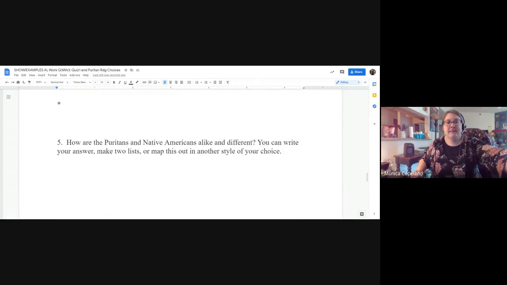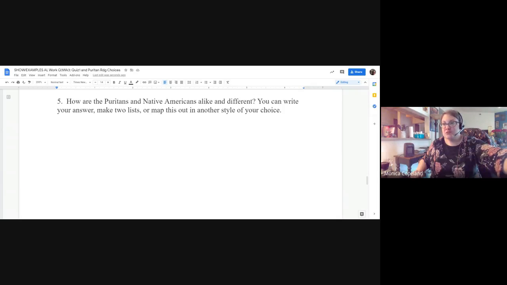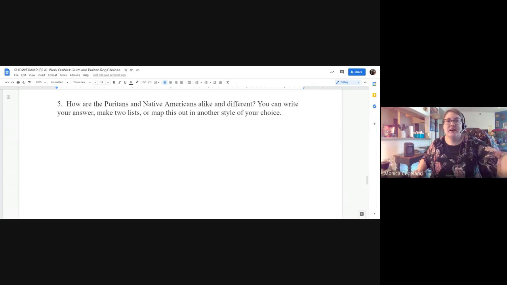And then your final question for this week, aside from your quiz, is how are the Puritans and Native Americans alike and different? So for this one, you can either write out your answer, you could make 2 lists, or you can make a Venn diagram. That's where the circles overlap. Okay? However you want to answer that.